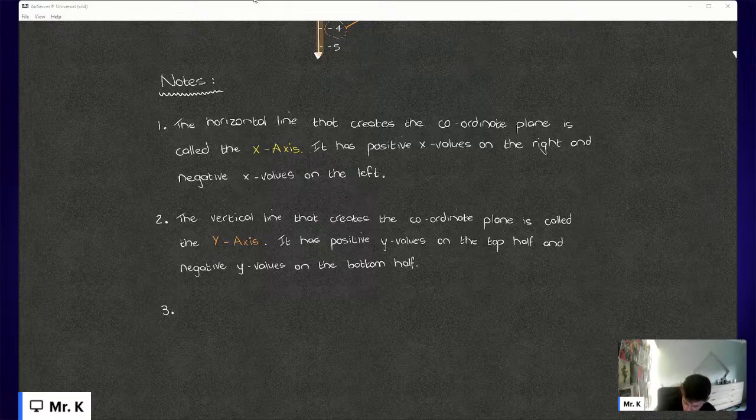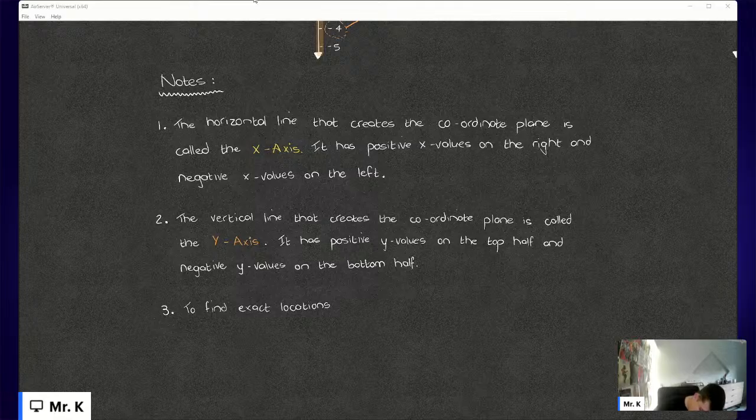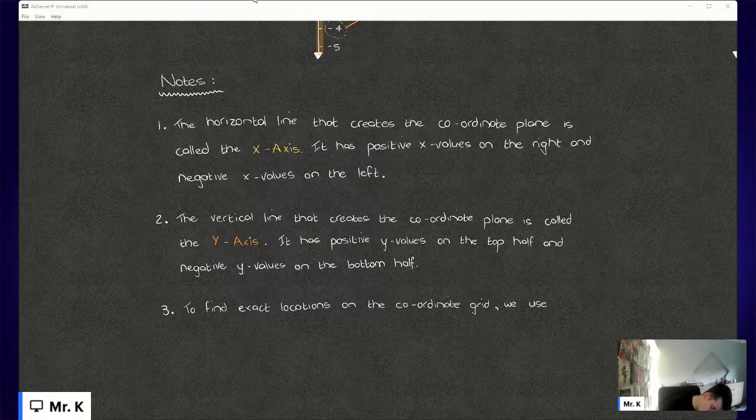Right, so what else do we need to know? Point number 3. To find exact locations on the coordinate grid, we use values called coordinates. Surprise, surprise.